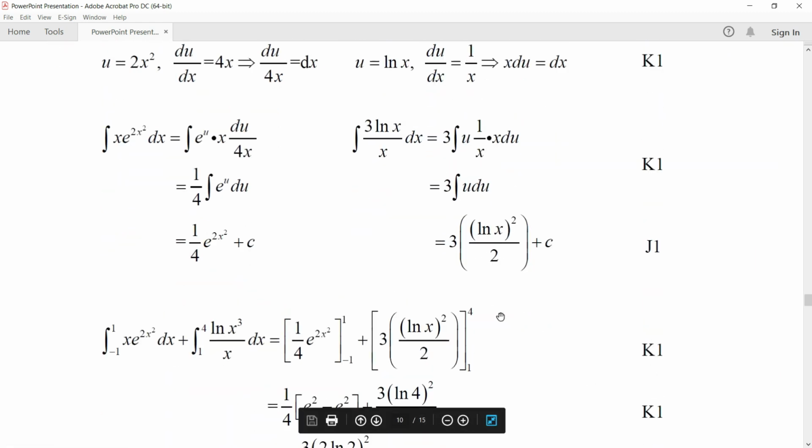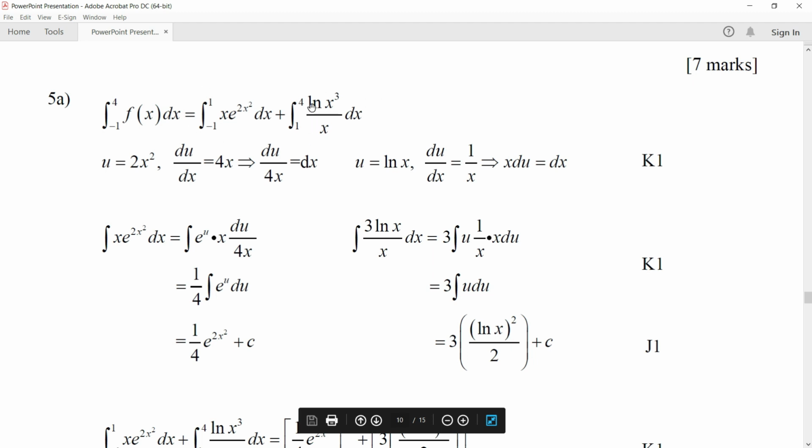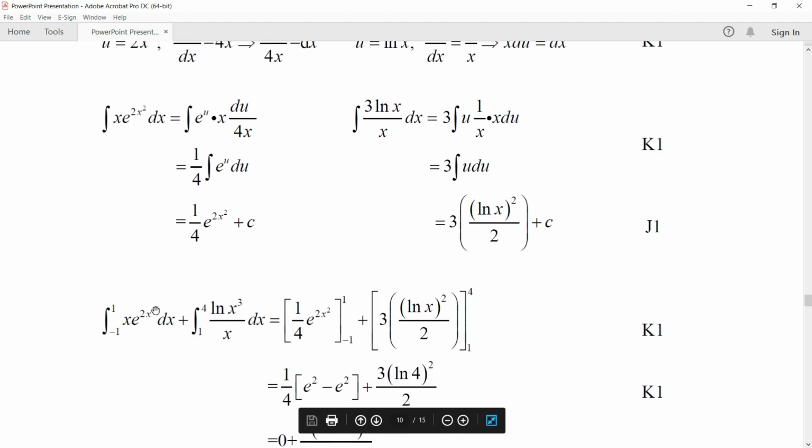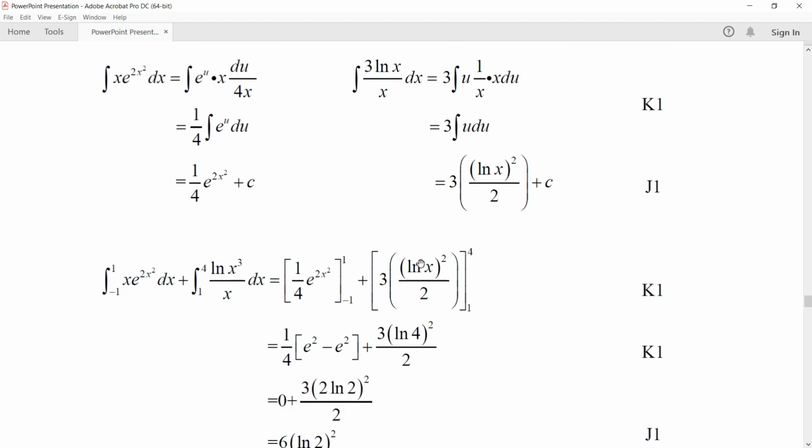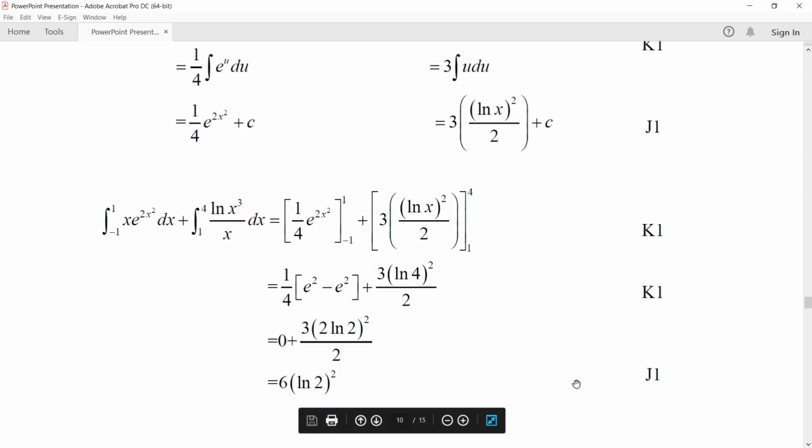Okay, and then we go back to the original question which is this one. So the answer for this one is this, you put it here. The answer for this one, you take from here, put it here. Okay, you put both of these, you get 1 mark. And then you substitute all the limits from negative 1 to 1, from 1 to 4 here, 1 mark. And then the final answer is 1 mark.